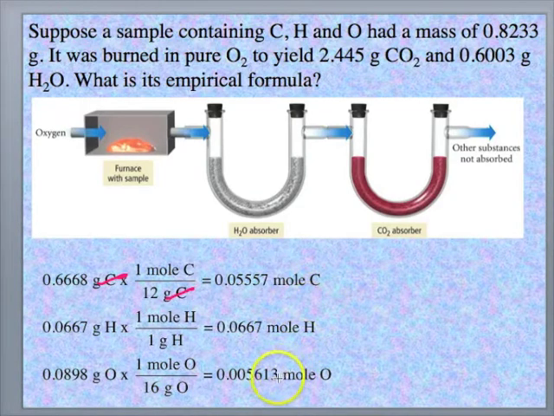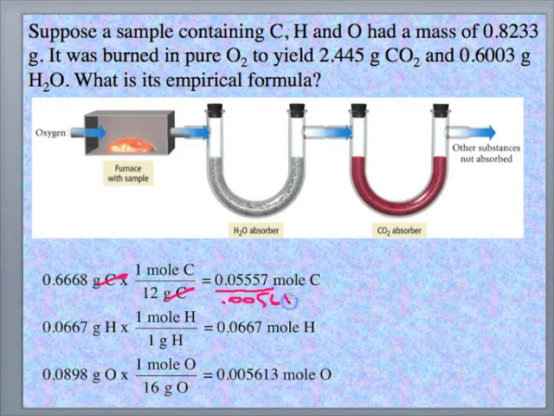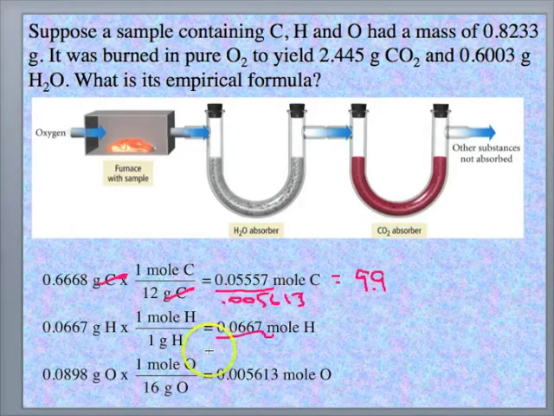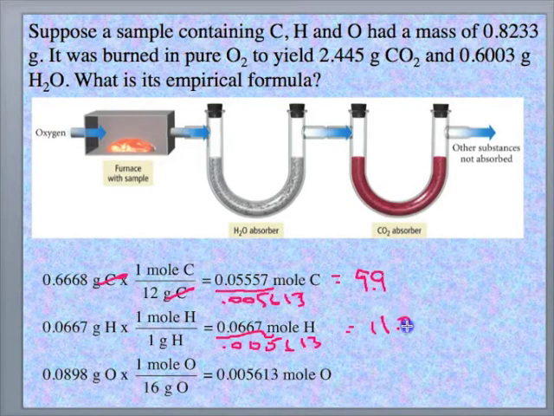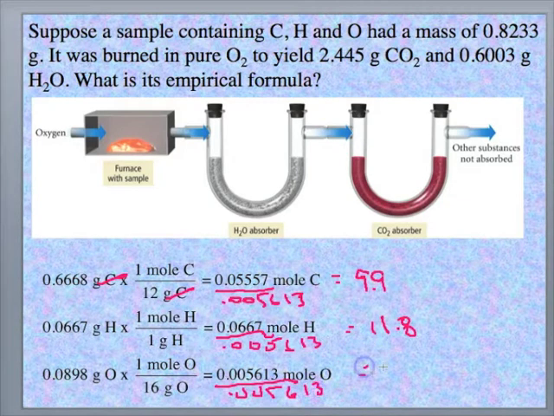Now I take the smallest number of all those, which is the oxygen, 0.005613. Carbon gets divided by 0.005613, which gives 9.9. Hydrogen divided by 0.005613 is going to give me 11.8. And my oxygen, of course, divided by itself, is going to give me 1.